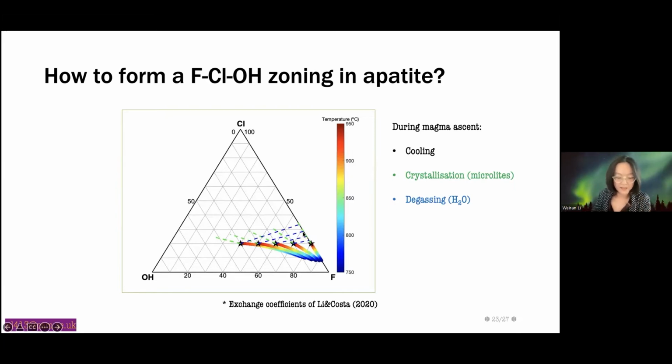This is a very simple sketch, not considering too many complicated situations, but from this figure, we can compare the directions of each process forcing apatite composition with what we really observe from natural samples, which are shown as these red diamonds. You can see that going from core composition to rim composition is basically along the blue dashed line degassing trend. So that means, if that's true, the timescales of chlorine zoning or chlorine diffusion in apatite are directly related to the timescale of magma degassing.